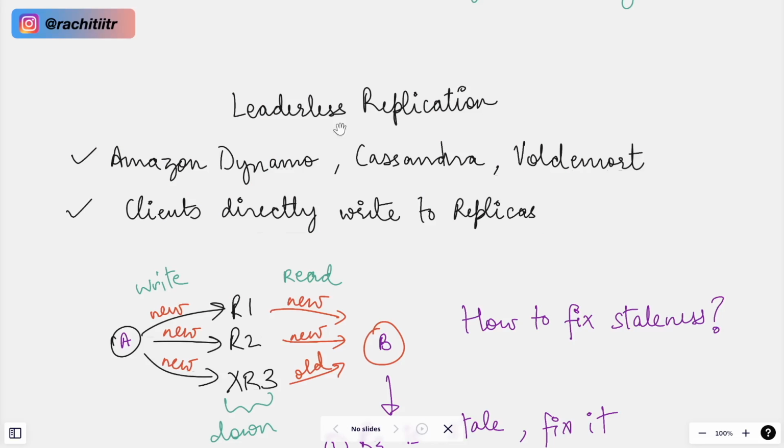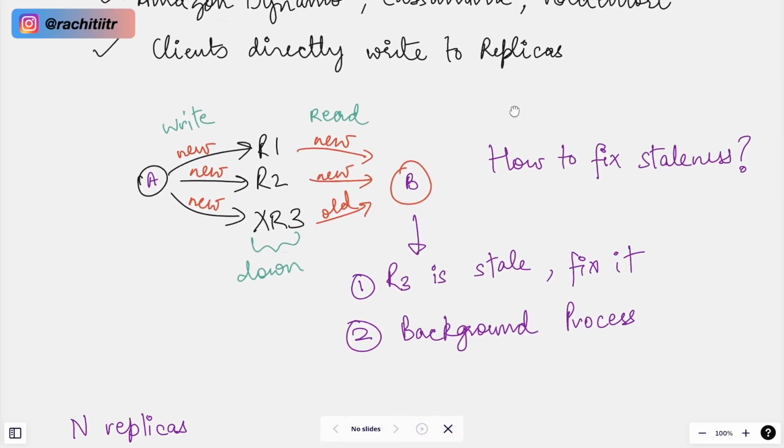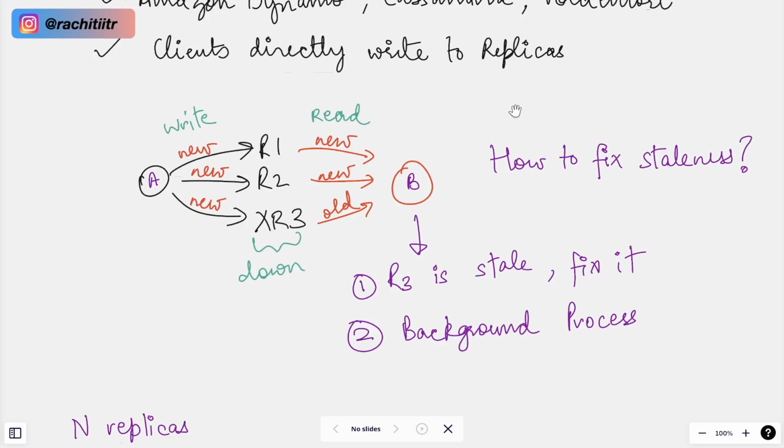Now lastly, I also want to talk about leaderless replication, which is used in Amazon Dynamo, Cassandra, as well as Voldemort. Clients here are directly writing to replicas. There is no concept of leaders. So let's say you are having n nodes in your system. You are putting all the writes to all the nodes. Some might fail and some might succeed. But the idea over here is to achieve better availability so that even if one of the replicas or two of the replicas are down, you don't care.